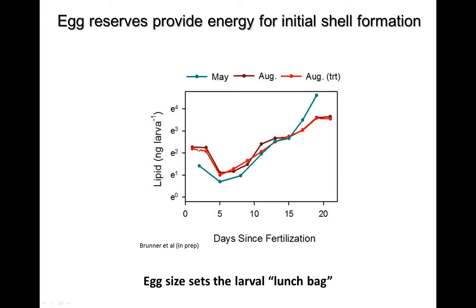And so basically, the egg size, or how much lipid they have, sets the larval lunch pack, what they're starting with. And so this is critical for giving them the energy for forming that initial shell, but it also says that the physiology during that initial shell formation is essentially limited by the energy that they have from the eggs.